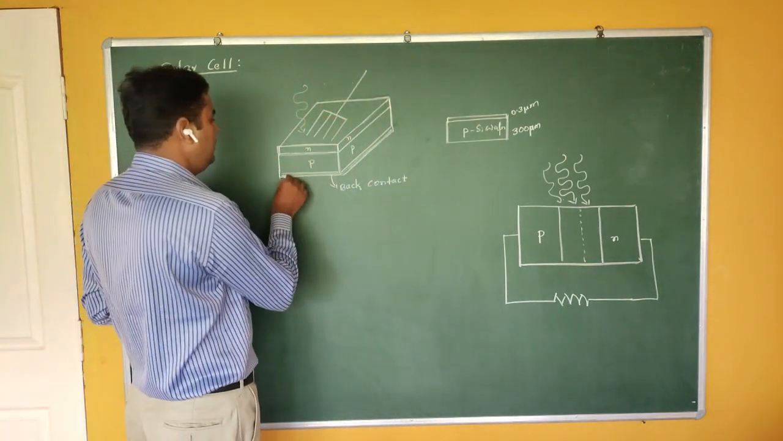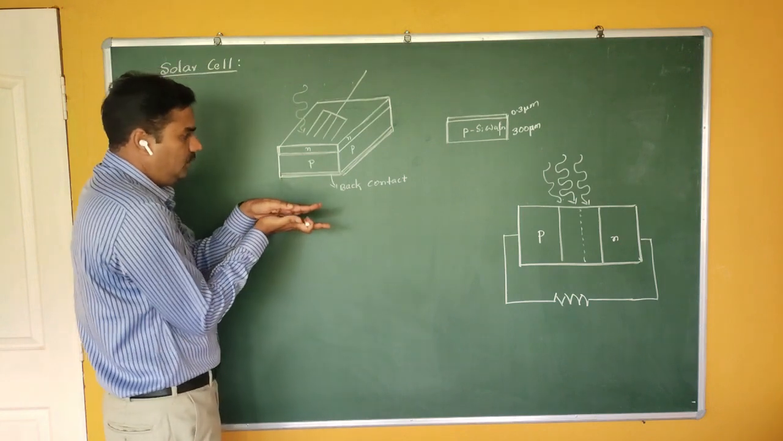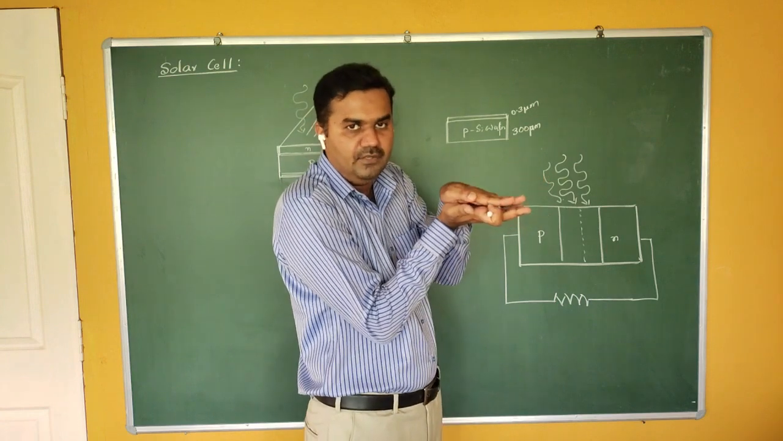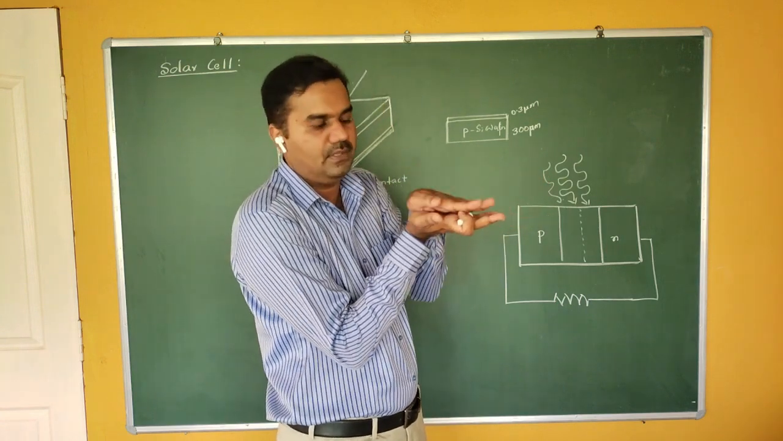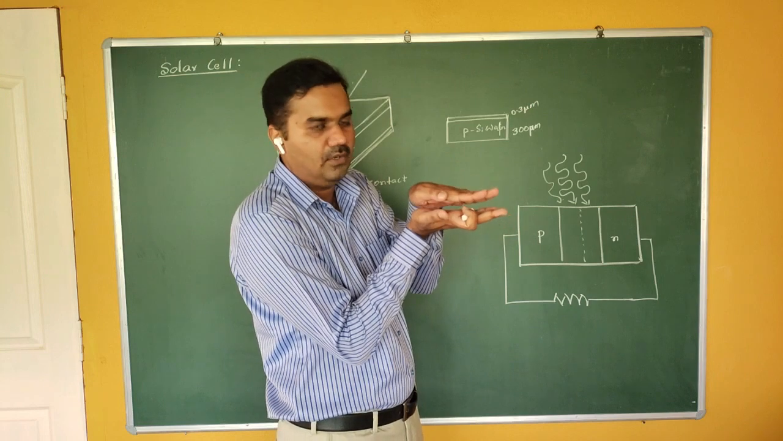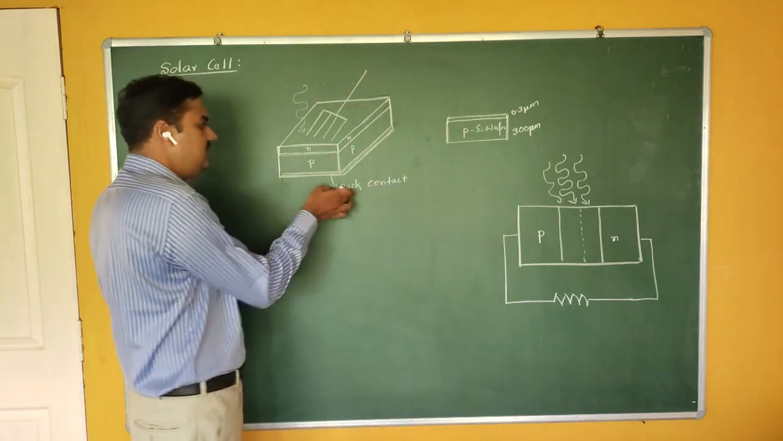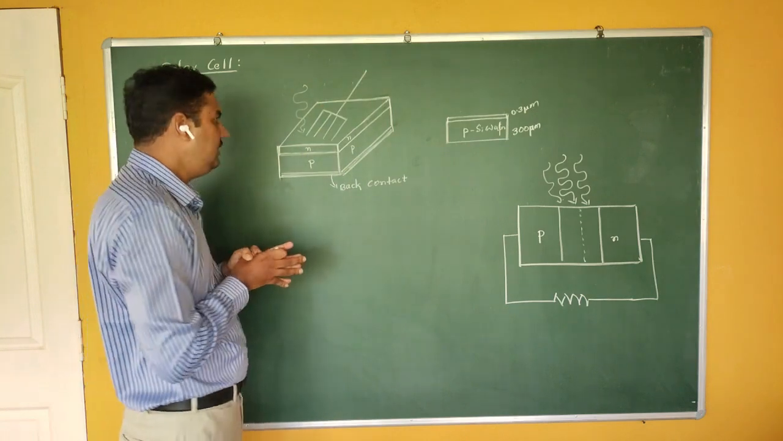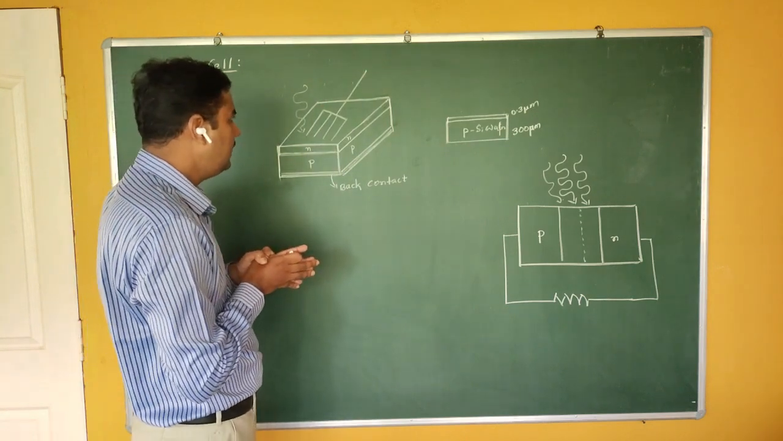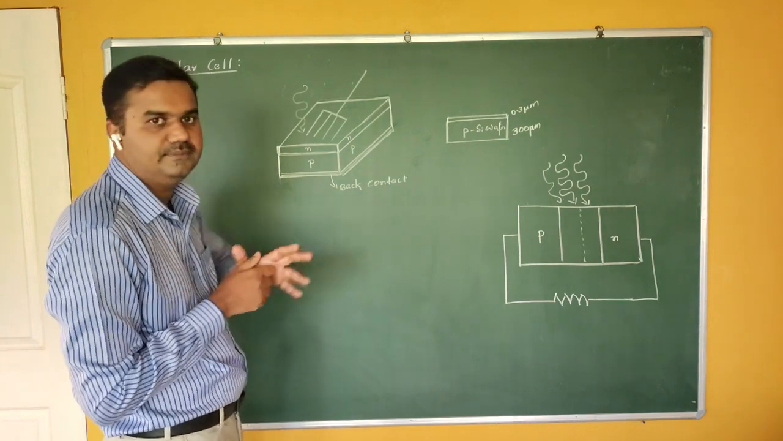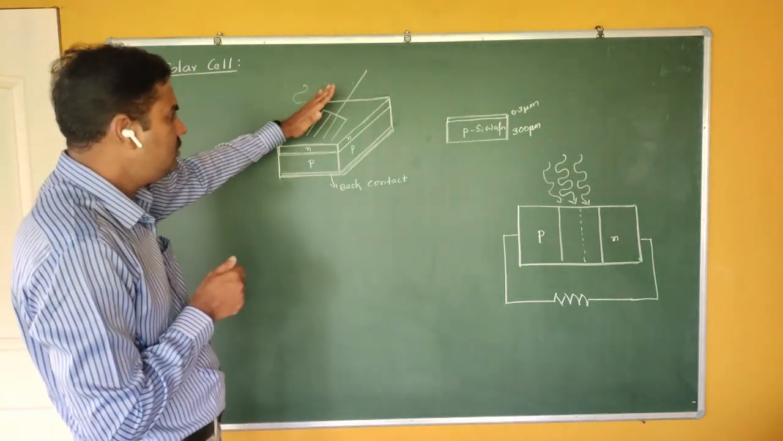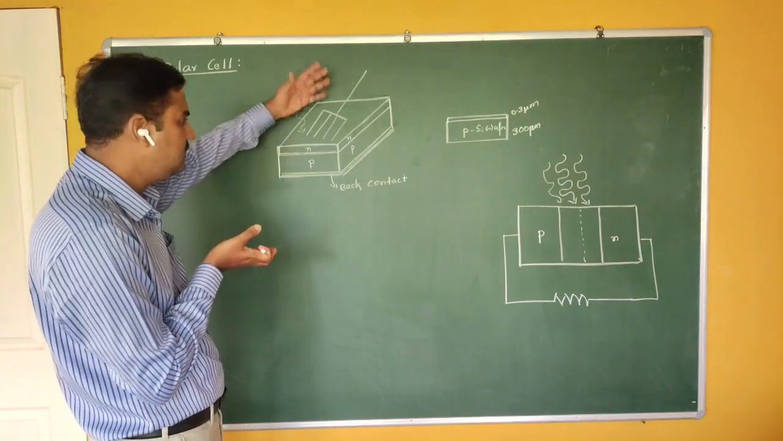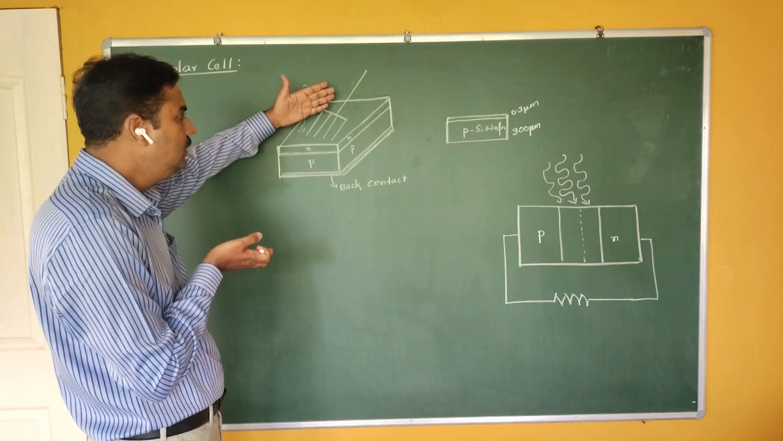Then you have the two contacts here. On the lower side of the P, some metal is kept for the contact purpose. That contact is called the back contact, and the other is called the front contact. You can see that the front contact is in the form of fingers. You cannot take a large sheet on this, just like your back contact, which is a complete metal.